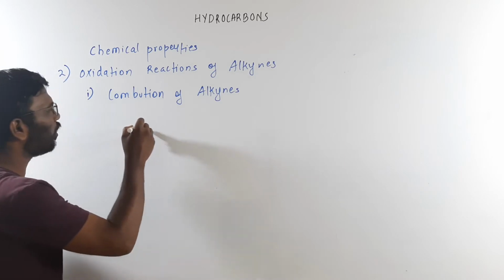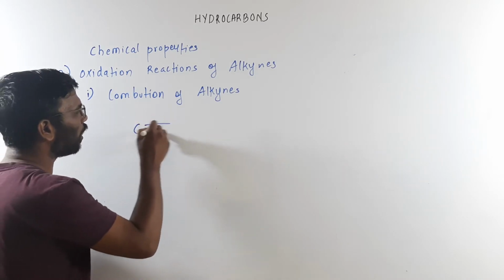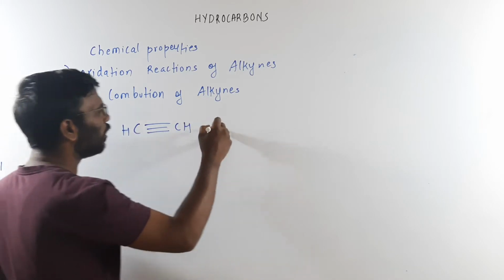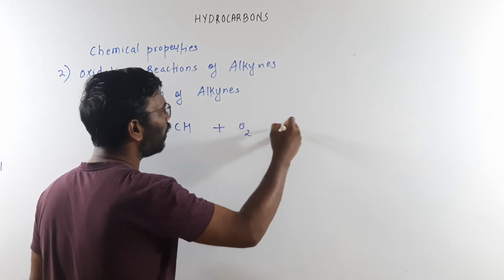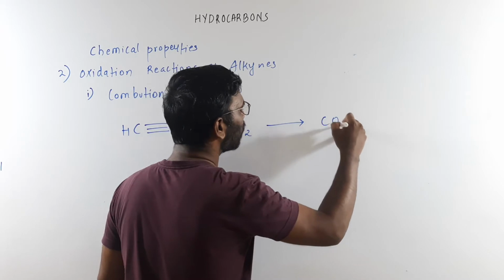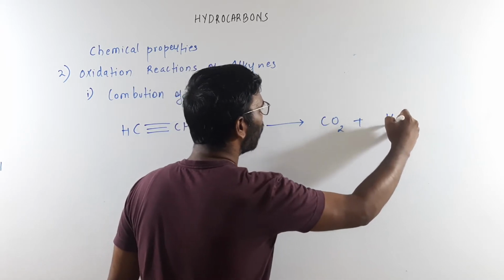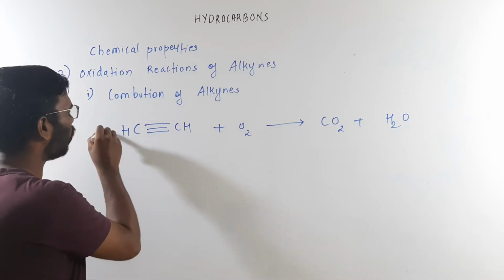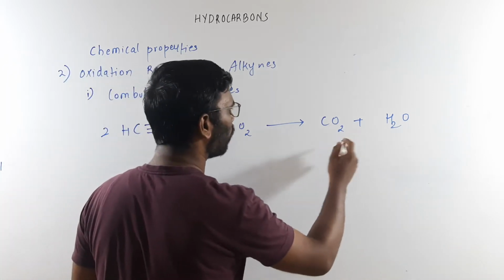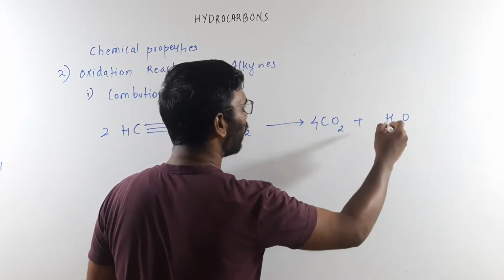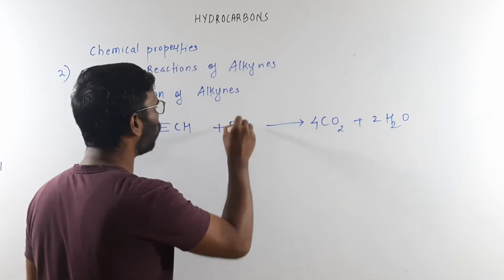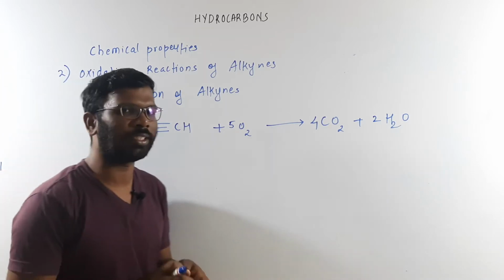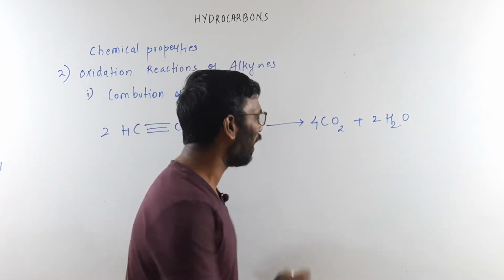I'll take the simplest alkyne over here, that is ethyne, and in the presence of oxygen, if we are burning this, what we will get is carbon dioxide and water. To balance this, I can put 2 over here, 4 here, 2 here, and here I can put 5. So this is the combustion reaction, and this reaction is highly exothermic.